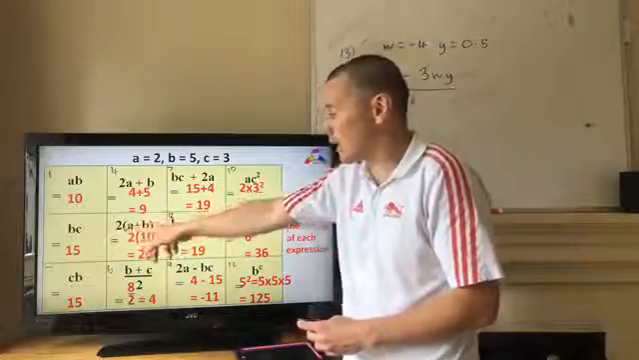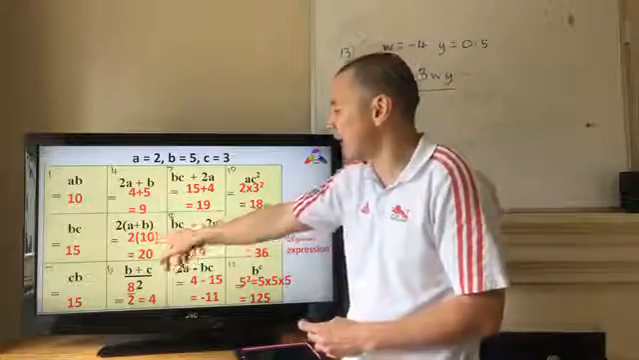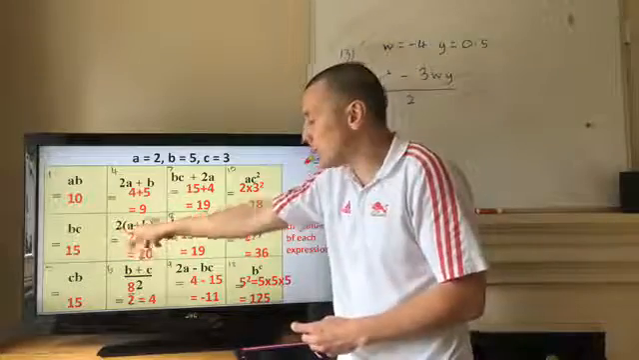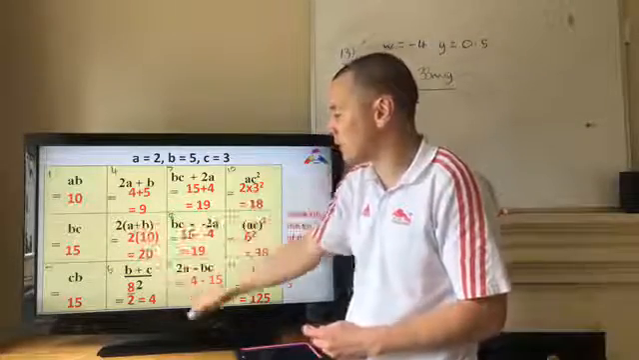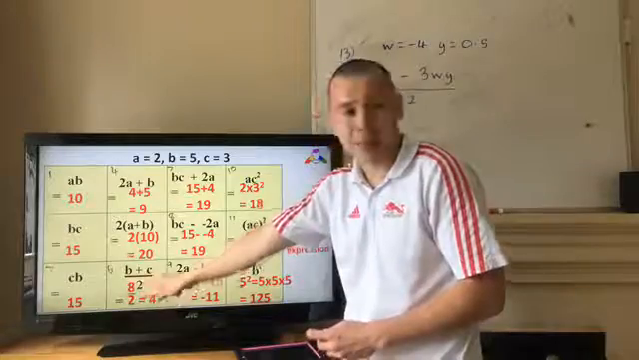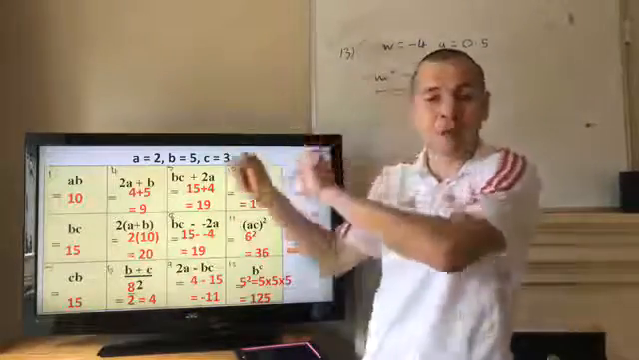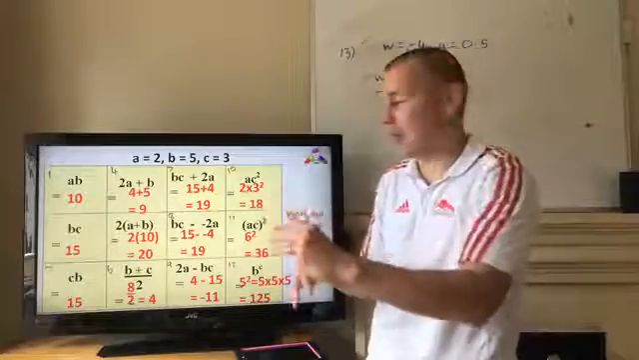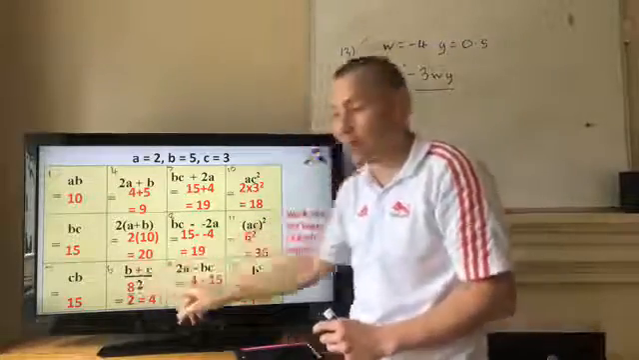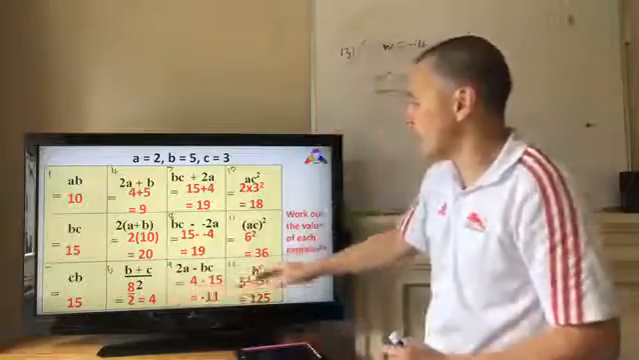Brackets, BIDMAS, you work out the bracket first. A plus B is 10. Next to the bracket, this means two lots of the bracket. 2 times 10 is 20. Divide, top divided by the bottom. With a fraction, we always work out the top first and the bottom first and then deal with it. There's almost imaginary brackets around the top bit and the bottom bit.